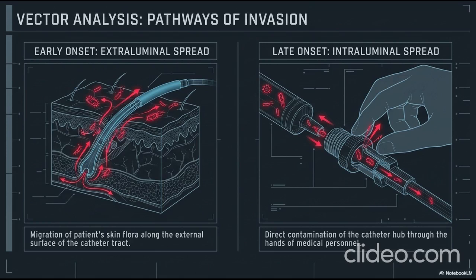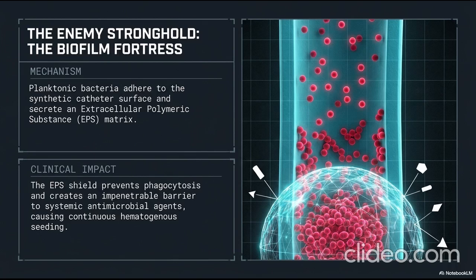Slide 3. Threat Profile, Gram-Positive Dominance. Know your enemy. Gram-positive pathogens dominate the threat profile at 64%, led by coagulase-negative staphylococci at 31% and the high-virulence Staphylococcus aureus at 20%. Gram-negative invaders account for 36%, with Pseudomonas aeruginosa representing a significant 16% environmental vector risk.